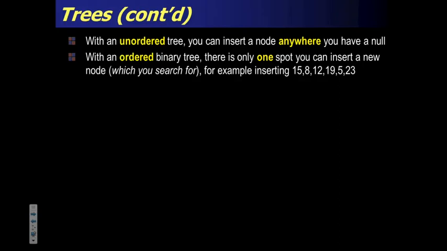Okay? With an unordered tree, you can put values anywhere. But an unordered tree is not that useful to you. Okay? With an ordered tree, there's only one spot you can put a node. And that's what we built. We built an ordered tree.